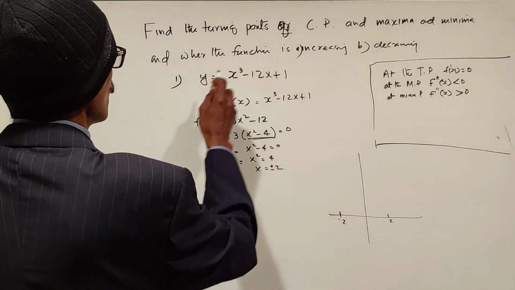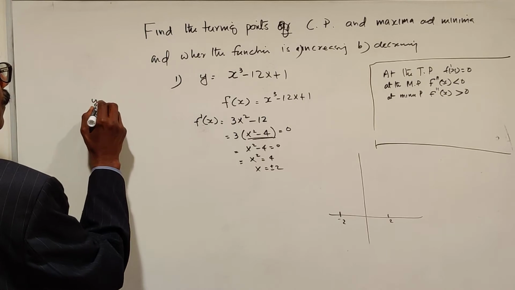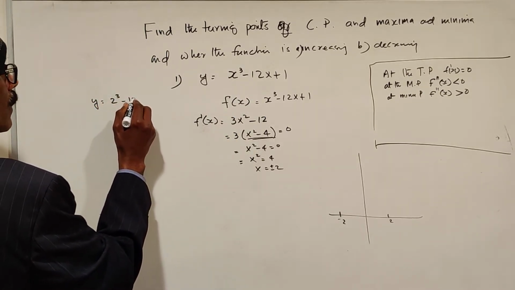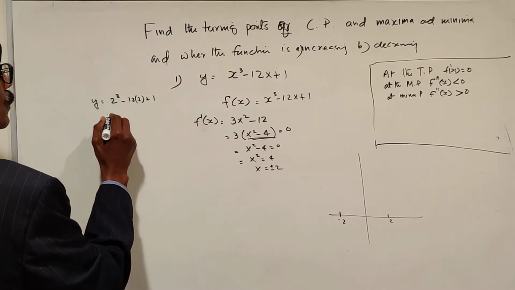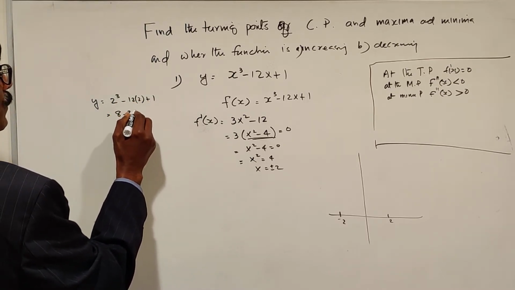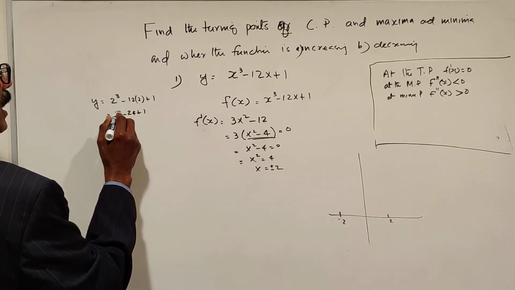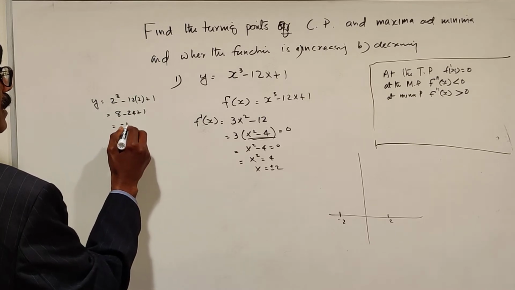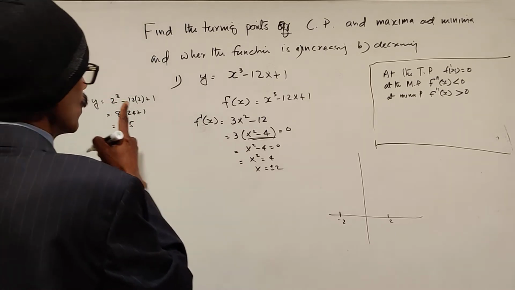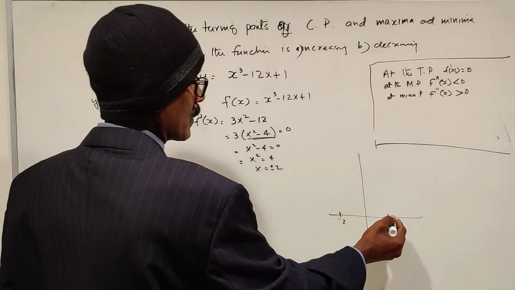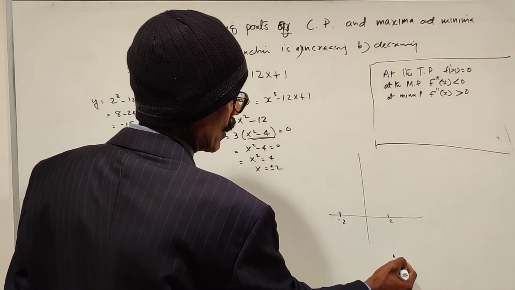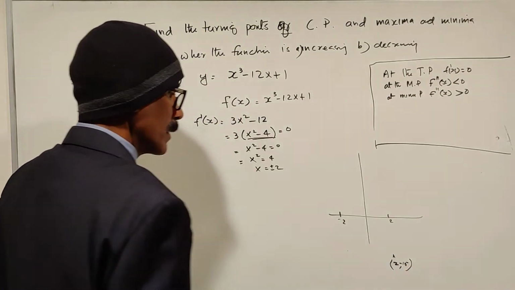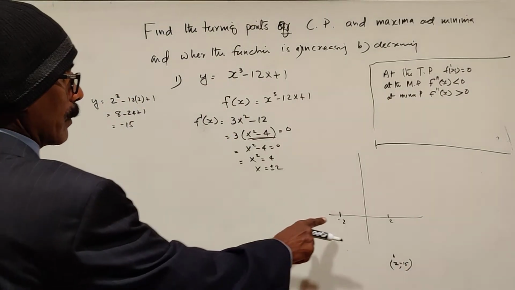When x is equal to 2, y is equal to 2 cube minus 12 into 2 plus 1. 2 cube is 8. 8 minus 24 plus 1. 8 plus 1 is 9. 9 minus 24 is minus 15. So the point is (2, minus 15). Where is (2, minus 15)? It is somewhere here.